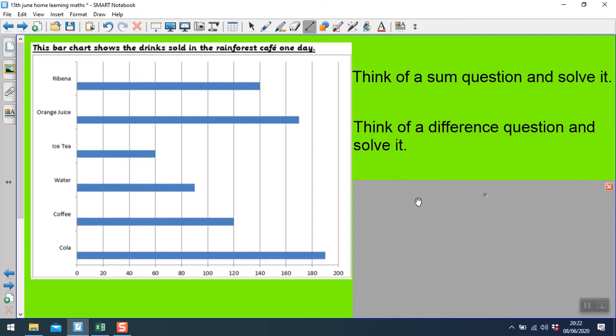Now think of a difference question and solve it. So like on the last slide, we had how many more coffees than iced teas were sold. You could also say, what is the difference between the number of colas and the number of coffees sold? So that would be 190 take away 120, which would be 70. So a difference question is a takeaway. Pause the video while you write a difference question.